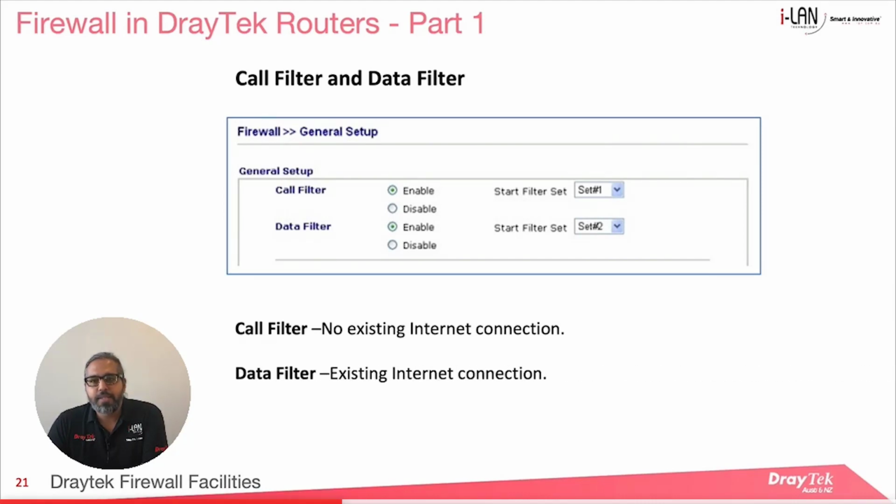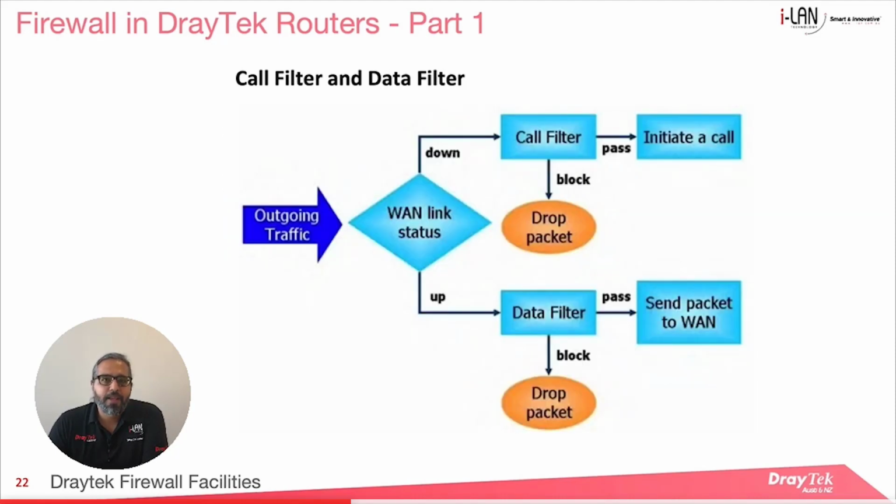The other filter is the data filter. This is most commonly used now, since most routers now have a permanent internet connection, which is always online. Here, the data filter is applied to both incoming and outgoing traffic. This diagram shows the differences between the call filter and data filter. So for call filter, the WAN connection is initially down and needs to be brought back up before data can be sent out through the firewall.